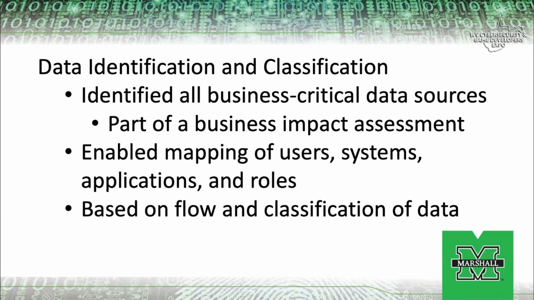So if you were to lose data or you lose processes, what's the impact on an organization's ability to make money, to exist, to do what they're supposed to be doing? Enable mapping of users, systems, applications, and roles, which should be well documented, and also well documented in the identity management system. And also document the flow and classification of your data. Who's using data? How does it flow? And you can start looking for anomalies if there's some change in flow of data or classification of data.